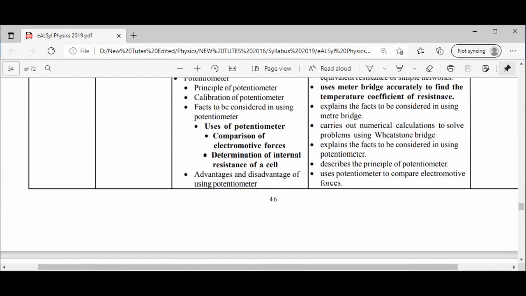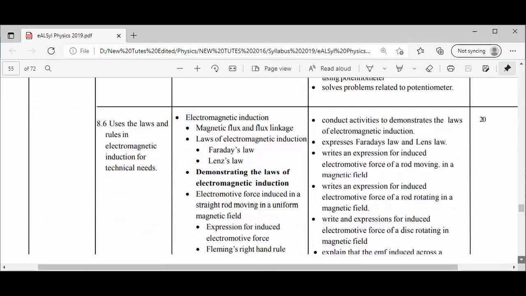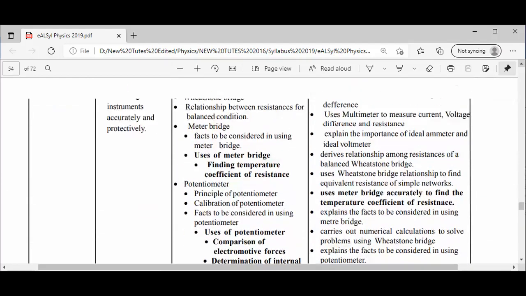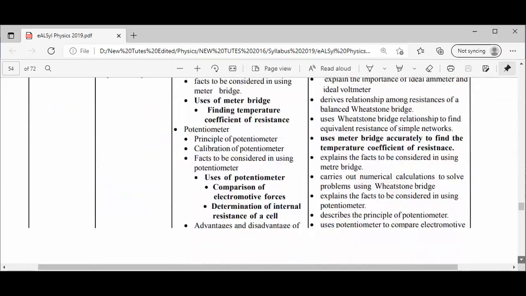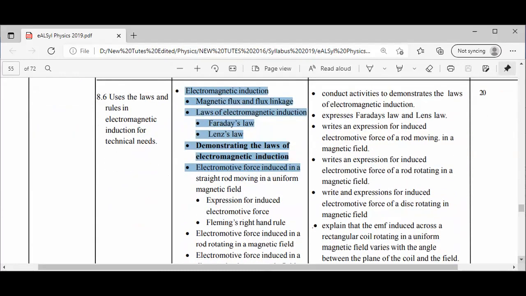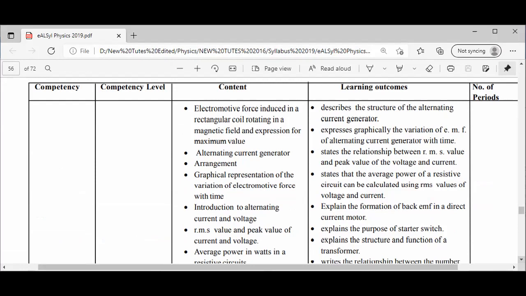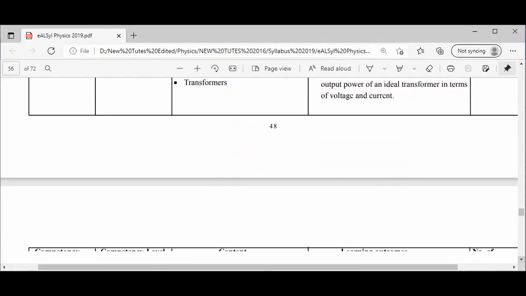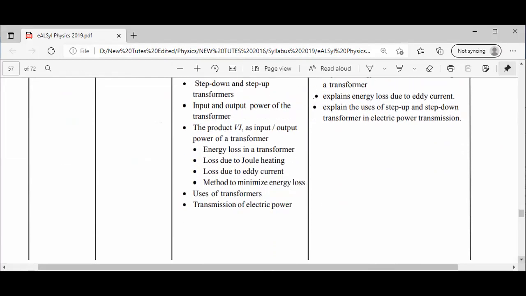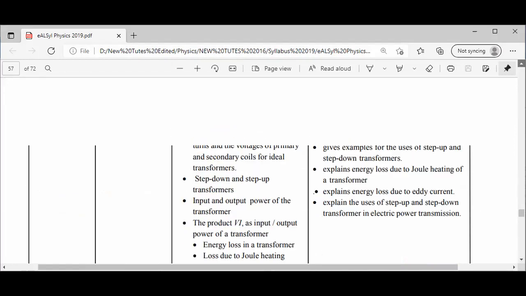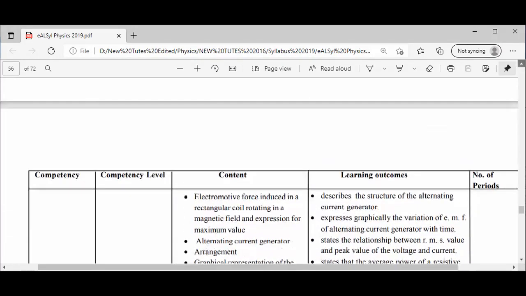So I am going to discuss this part in magnetic field. Electromagnetic induction, magnetic flux linkage, those things, I'll cover in magnetic field. The 8.6 part, it's better to discuss under magnetic field. So we have already started magnetic field, so we can cover that part in magnetic field. It's not easy to discuss such things in electricity. That's what we learn as electromagnetism.